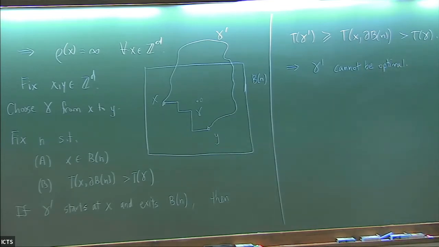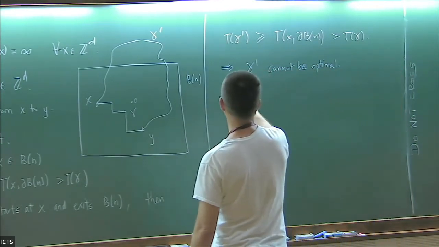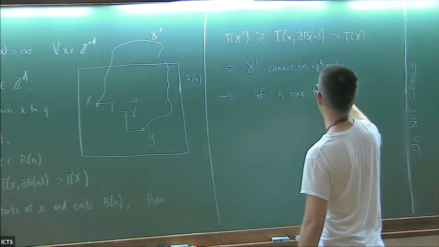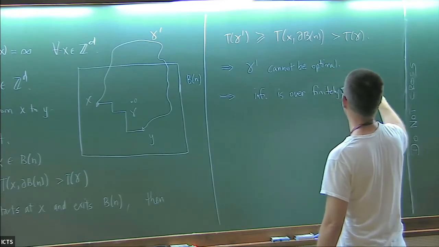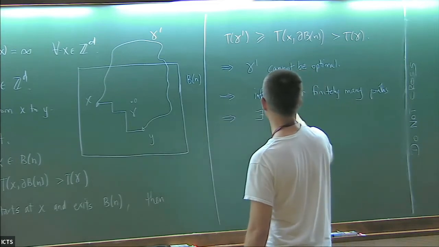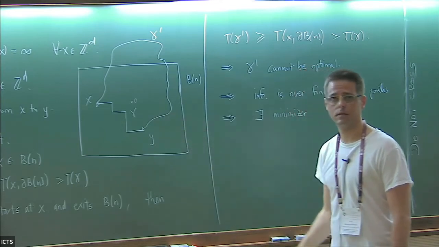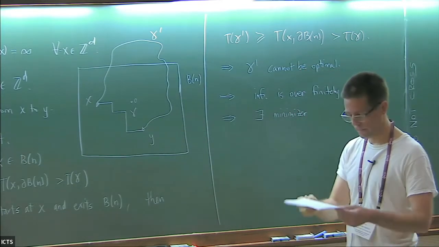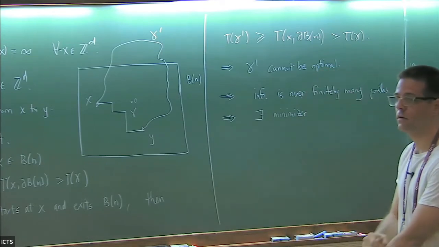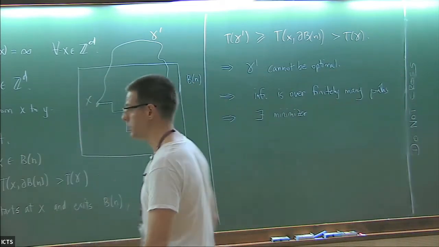Right, but now that restricts us to finitely many paths in the definition of the passage time. So the infimum is over finitely many paths, and so there exists a minimizer. It doesn't have to be gamma, but there has to be a minimizer. Okay, any question on that argument? So this is a simple condition to guarantee existence of geodesics.